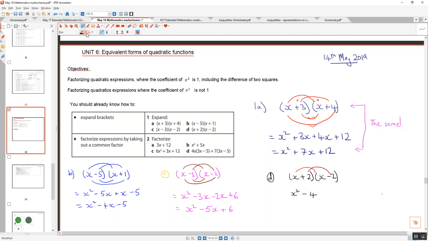2 times x is plus 2x, right, so I get plus 2x and take away 2x. What happens to 2x's? You cancel them out. Right, they cancel out. 2x take away 2x is 0x. So I get x squared minus 4. Okay, you must be able to do these, okay? Extremely important.